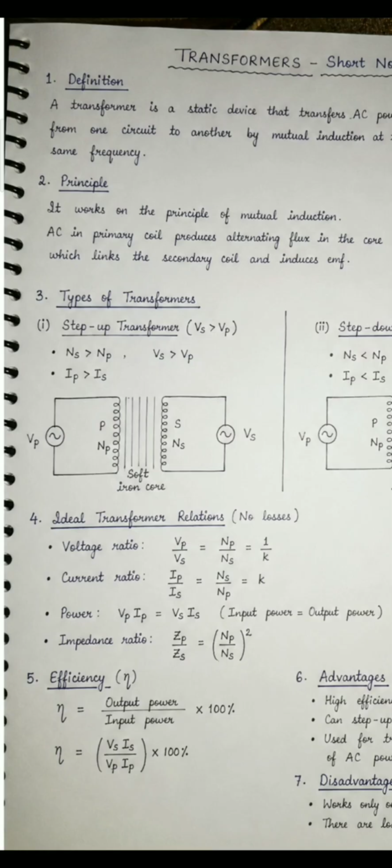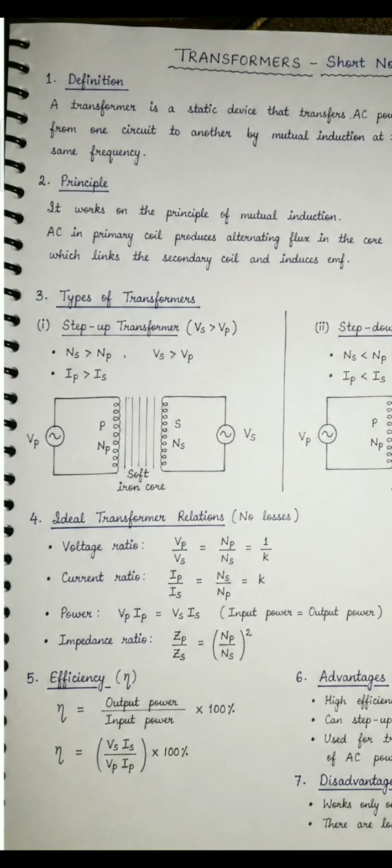And ideal transformer relations: voltage ratio Vp/Vs = Np/Ns = 1/k, primary voltage by secondary voltage is equal to primary number of turns by secondary number of turns. And current ratio Ip/Is = Ns/Np = k. And power P = VI, primary coil voltage into primary coil current is equal to secondary coil voltage into secondary coil current. Impedance ratio is (Np/Ns)².